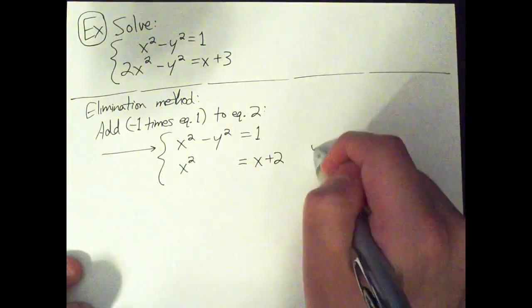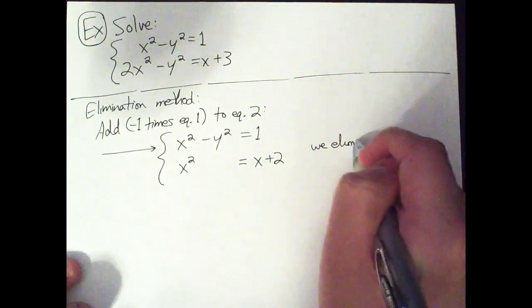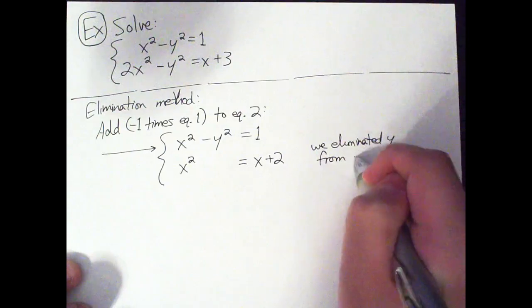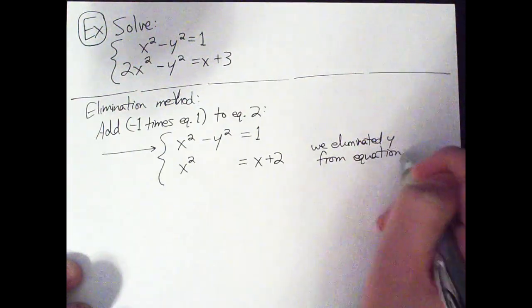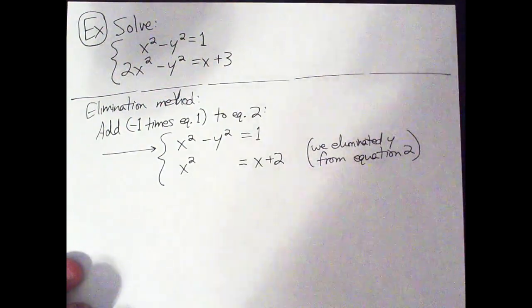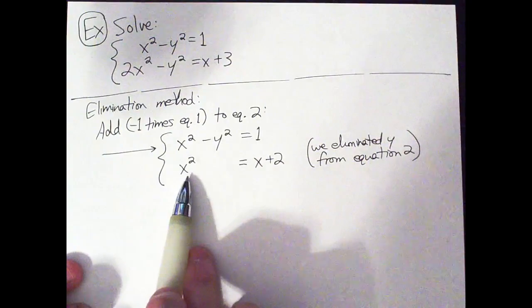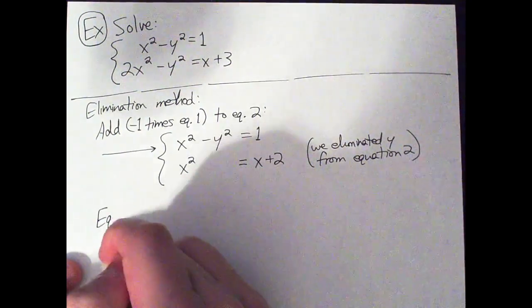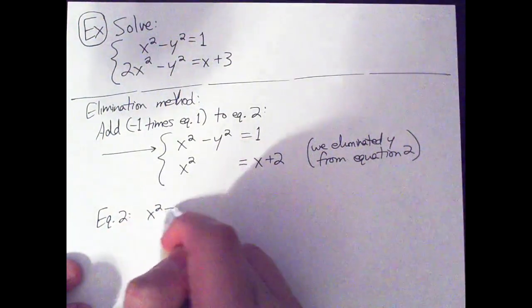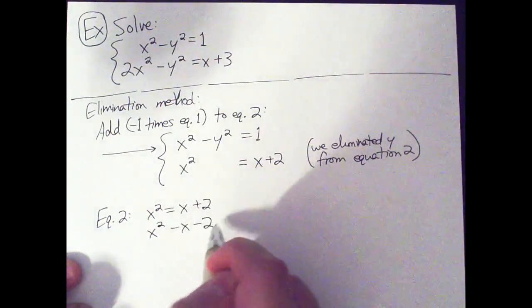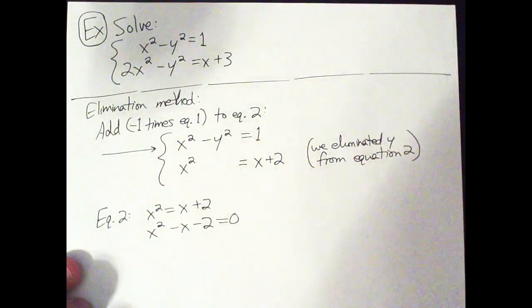So we eliminated y from equation 2. We could probably try to use equation 2 to just find x, right? Because equation 2 is now an equation that just has one variable. So let's try that. Equation 2 says x squared equals x plus 2. Let's do a little rearranging and write it as x squared minus x minus 2 equals 0. And we could solve for x.